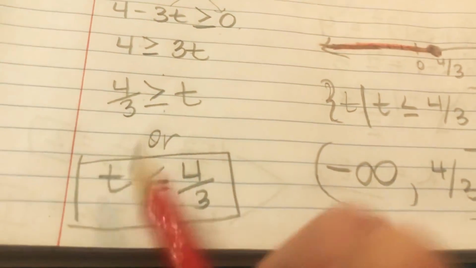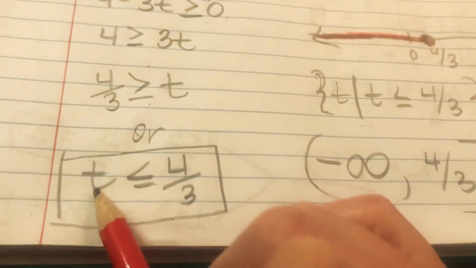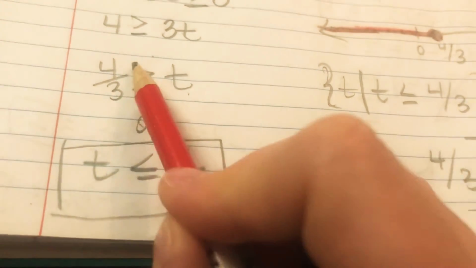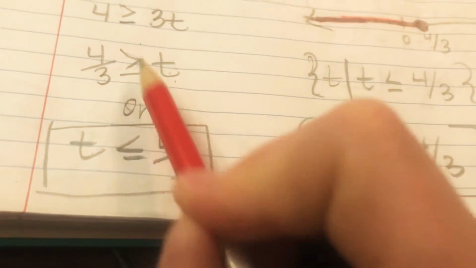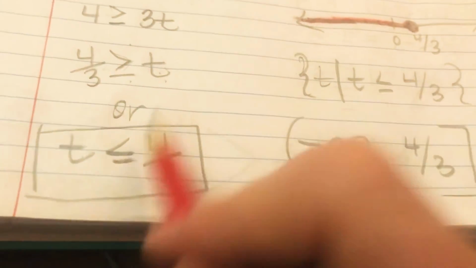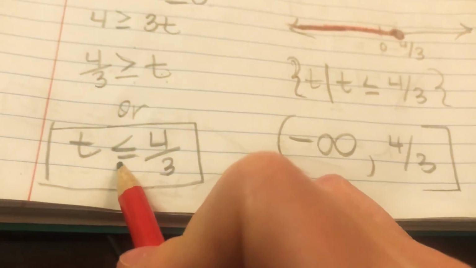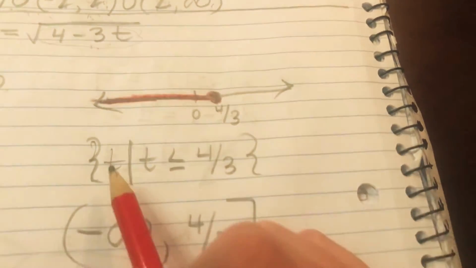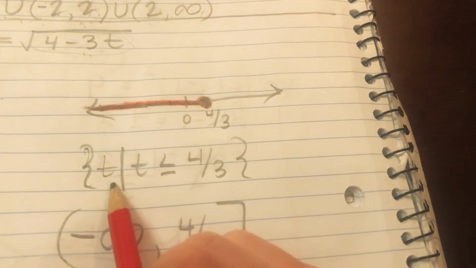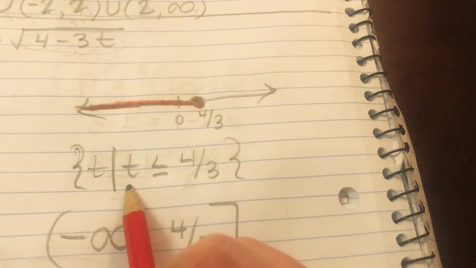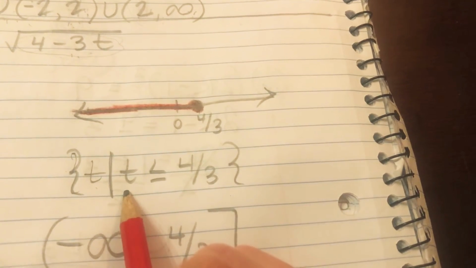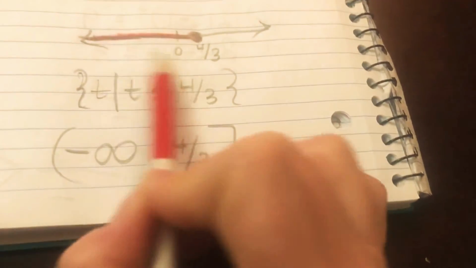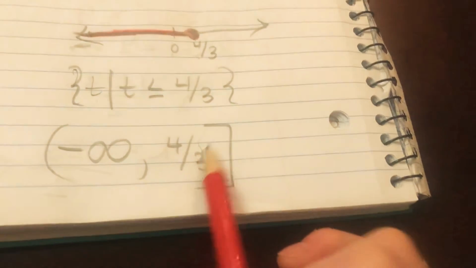I just rewrote it this way because we're used to seeing the variable on the left side, as long as the inequality is pointing the right direction. So T is less than or equal to 4/3. That means I'm here, including the 4/3, all the way down. This would be my set builder notation: T such that T is less than or equal to 4/3. And then my interval notation is from negative infinity all the way up to 4/3 with the bracket including 4/3.